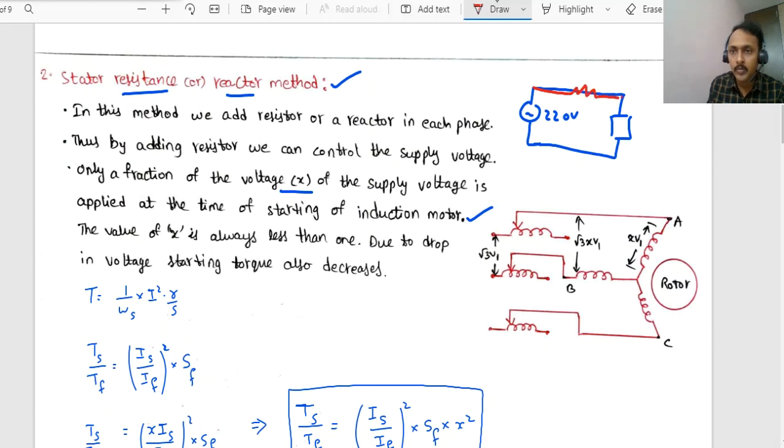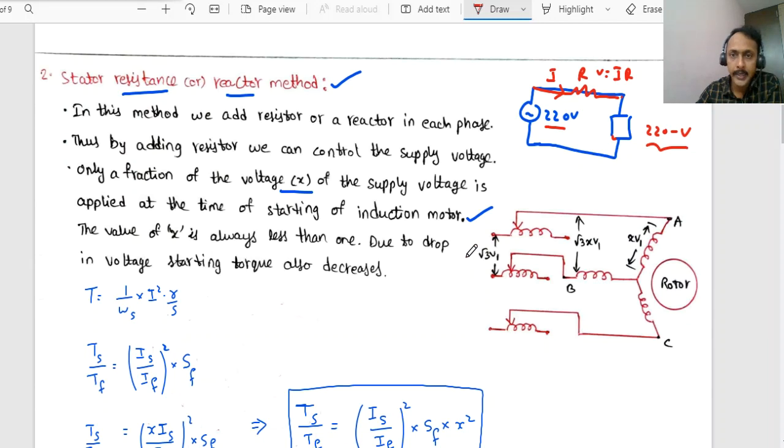the load, because of the resistance, some current will flow through this one. This entire 220 will not come to the load. Some voltage V equals IR, depending upon the current flowing in the resistor, will be dropped. So only 220 minus V amount of voltage will be applied to the load, right? So just by adding the resistor or reactor, you are controlling the input voltage. Only some fraction of the voltage will be applied to the induction motor.